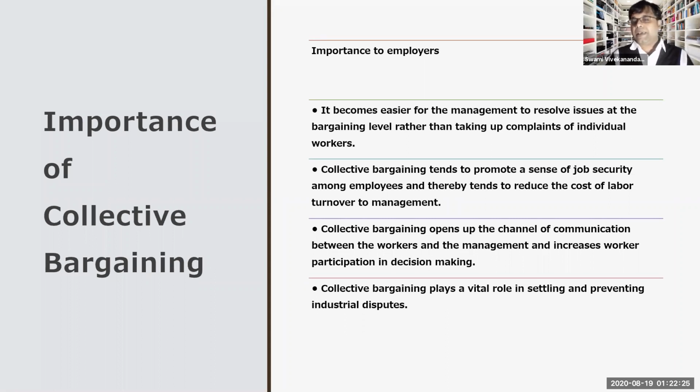Next one is that collective bargaining plays a very vital role in settling and preventing industrial disputes. If you remember, we discussed industrial disputes in our last chapter. One of the major tools in handling or preventing industrial disputes is collective bargaining, because whenever the employees and the employer sit together and take a decision, there are fewer chances of conflict, and if there are fewer chances of conflict, then definitely industrial disputes will be fewer, right? So it is going to help in preventing industrial disputes. So these are the importance of collective bargaining towards the employers.